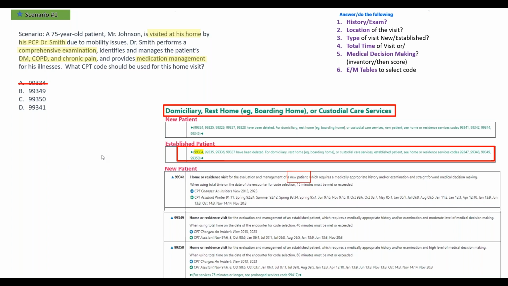Now, let's also look at option D, which is coding for 99341. That is for a home or residence visit for evaluation and management of a new patient. So, coders, is this a new patient or not?